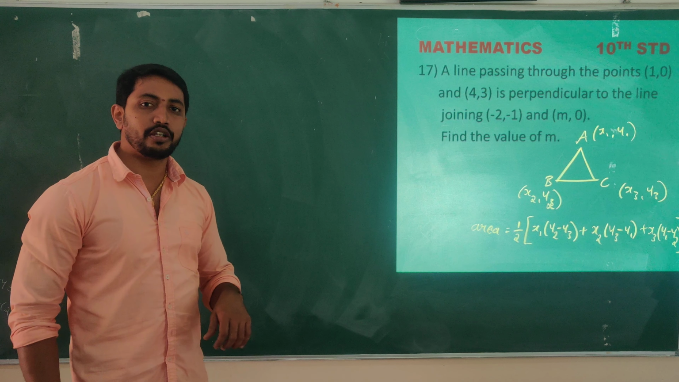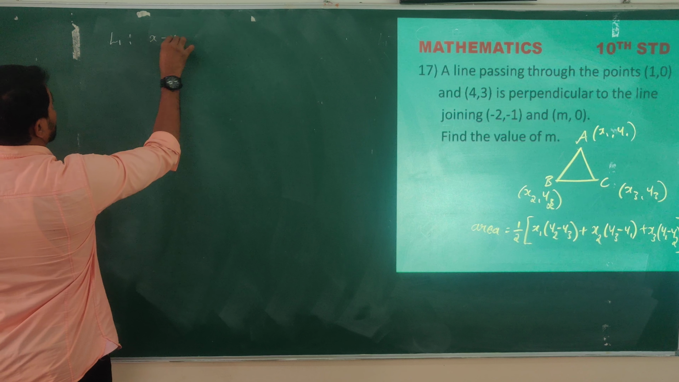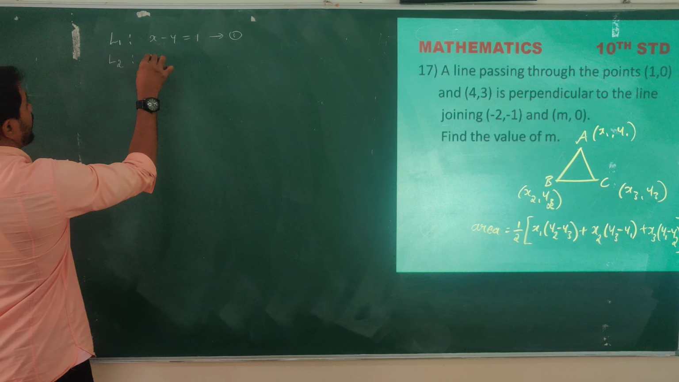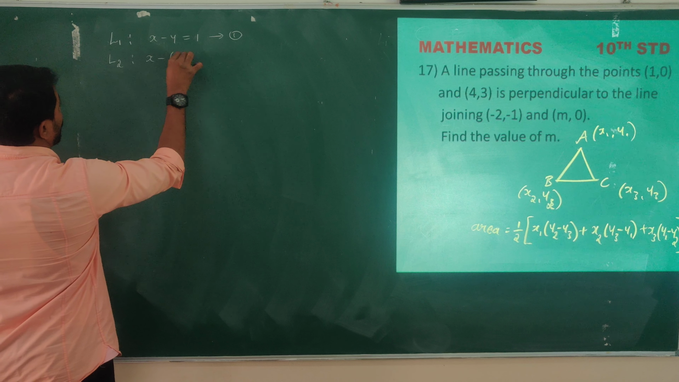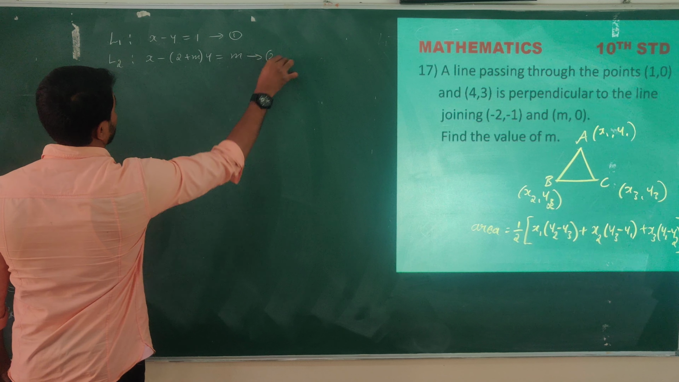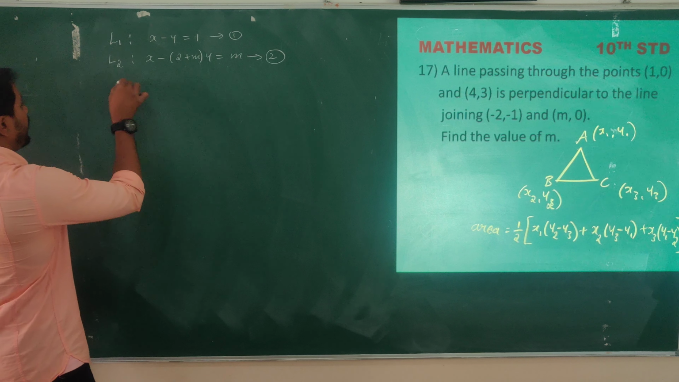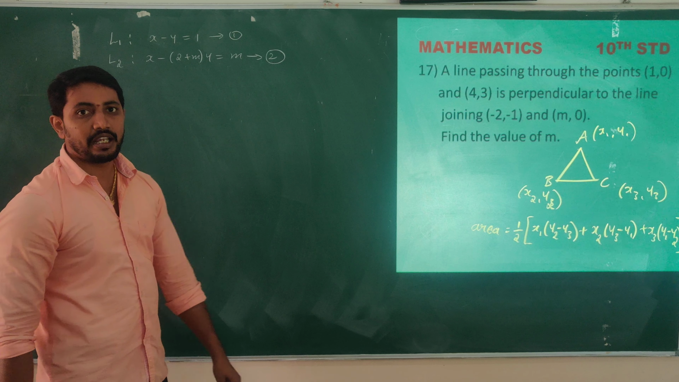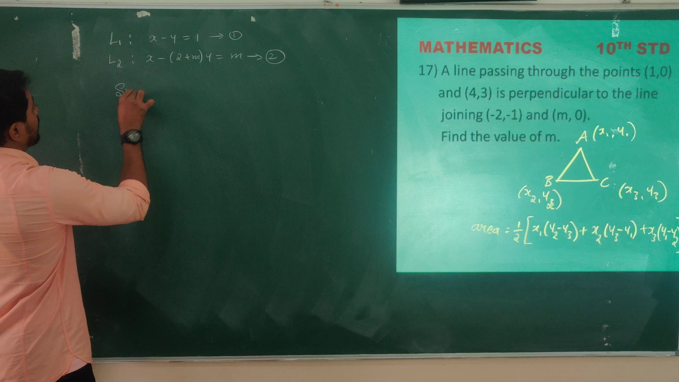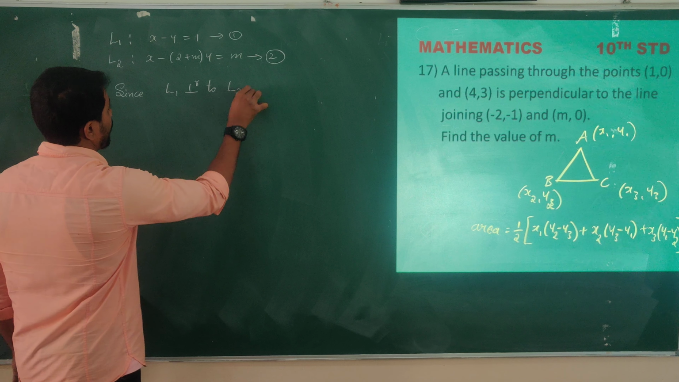I am going to rewrite those two line equations. Line L1 is denoted by x plus y, which is equal to 1, all this as equation 1. And line L2 is considered as x minus (2 plus m) into y, which is equal to m, all this as equation 2. Now we need to check for what value of m line L1 is perpendicular to line L2.